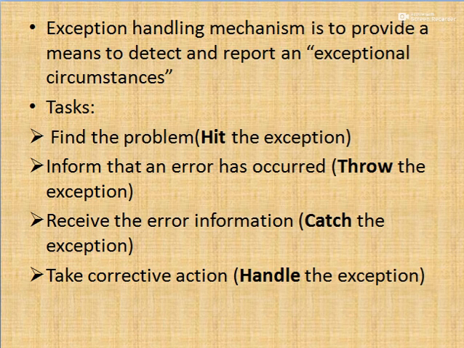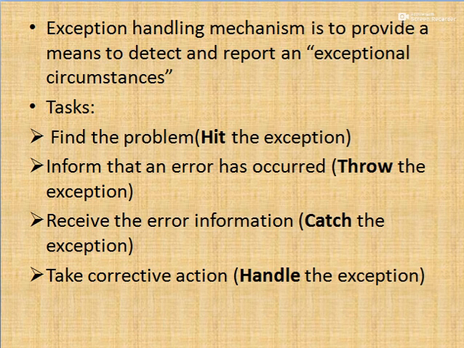The exception handling mechanism is to provide a means to detect and report exceptional circumstances. Now for handling the exceptions, we have to perform four different tasks. Firstly, we have to find the problem, that means hit the exception. Find the problem, hit the exception, is the first task. Second task is to inform that an error has occurred. Throw the exception. Throwing the exception means informing that the error has occurred.